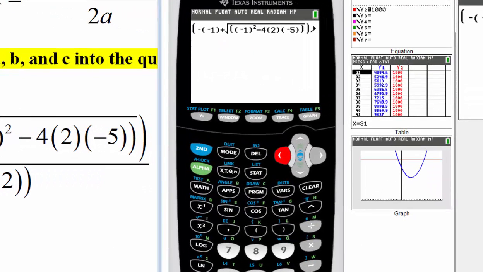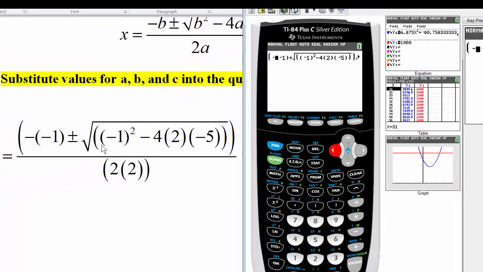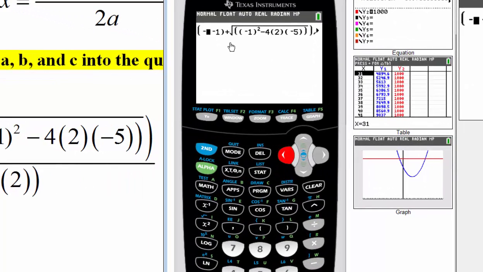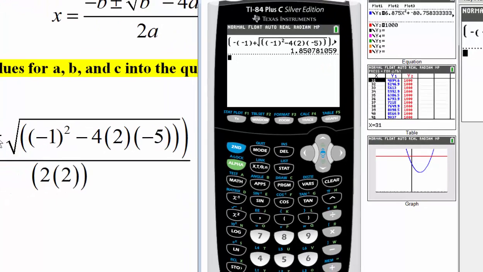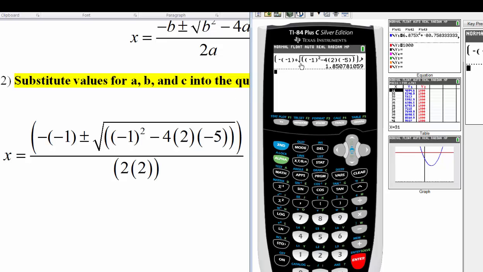So here's my calculator, and you'll notice I typed it exactly as it's written with all of the parentheses. And we're going to start with the plus sign first. I press enter. So I get 1.85078. And then I want to get the negative version, because remember, this does say plus or minus, so we want to try the minus part.